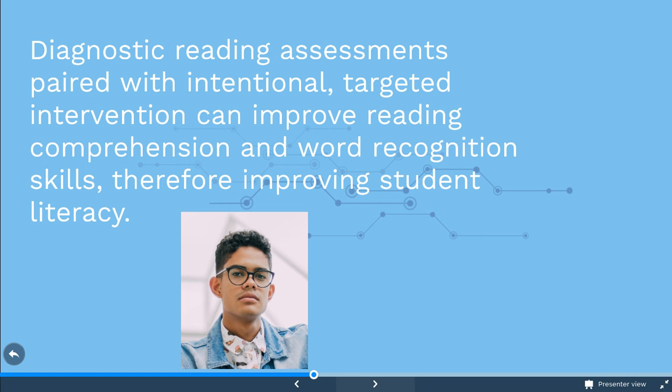I did implement diagnostic reading assessments paired with intentional targeted interventions, the ones that I mentioned earlier. So that meant SSRs, Socratic seminars, and things like that, in an effort to improve my students' reading comprehension and word recognition skills.